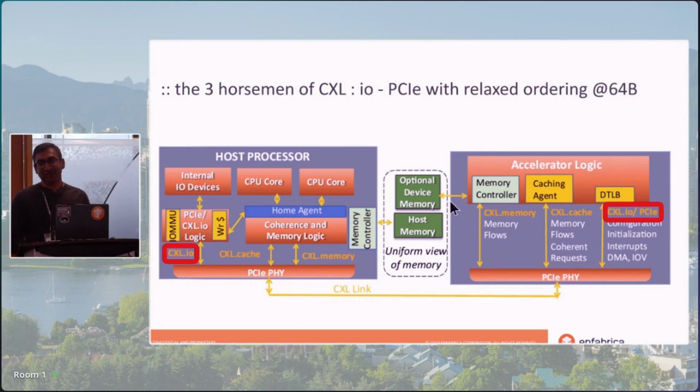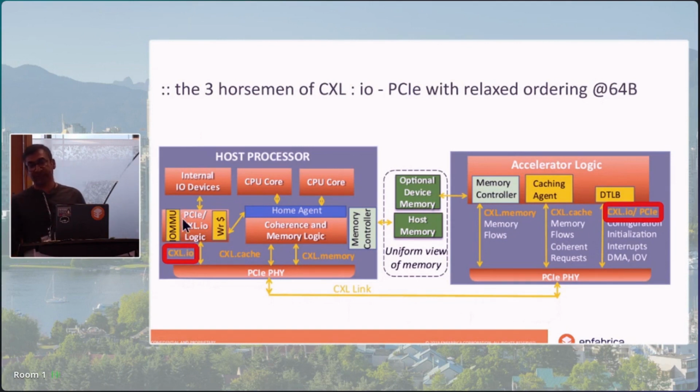So if you take an accelerator and you take a host processor, this is the communication model. You have your CPU cores, you have your IO devices, the uncore infrastructure that's not the core. And in today's world, you would have PCI logic. These PCI logic bits would then talk over the PHY to a device on the other side, and it would go and do whatever it needed to do.